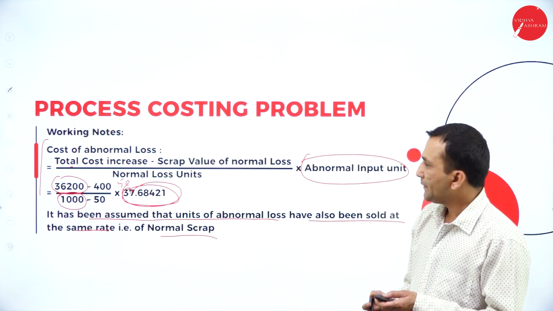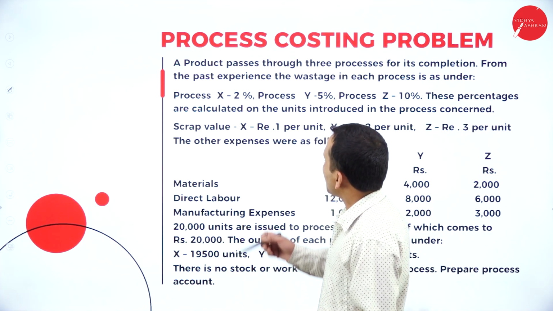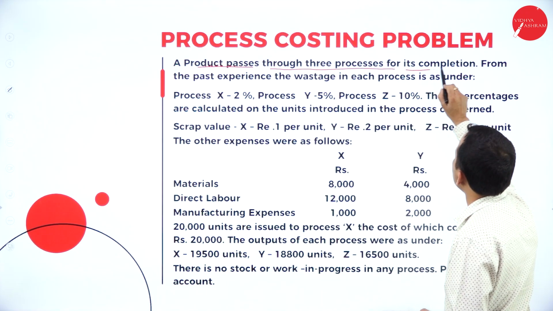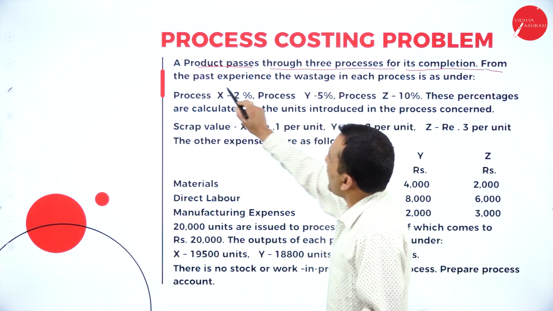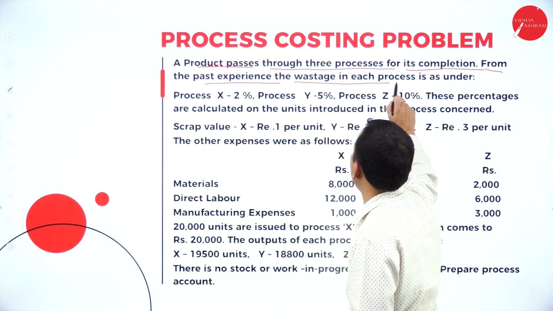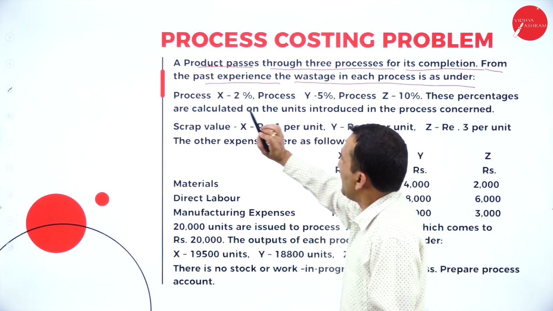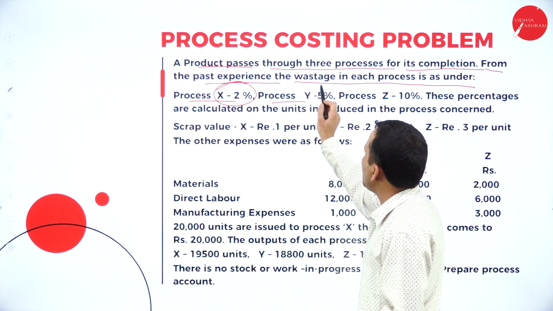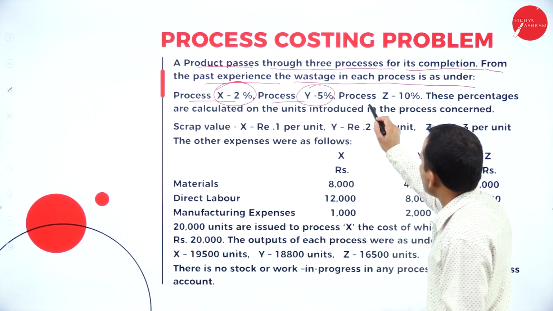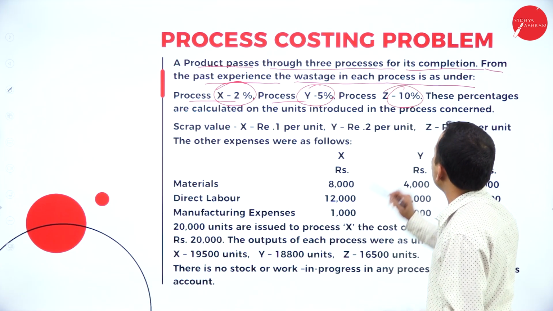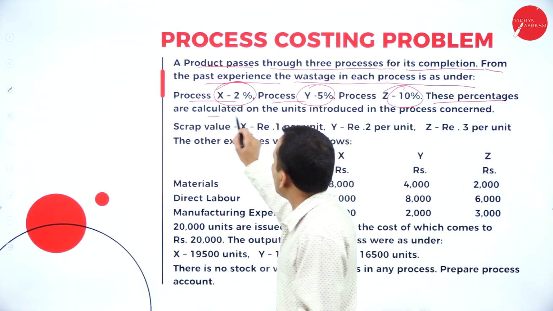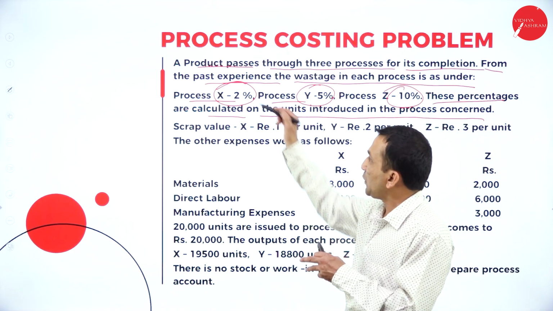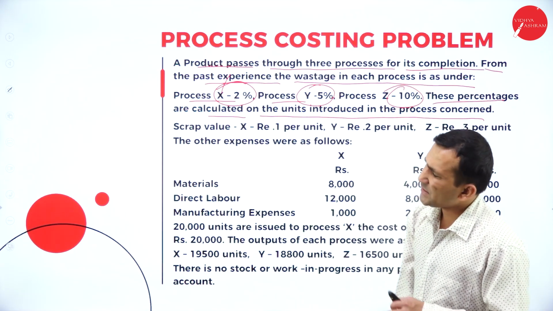So next question: a product passes through three processes of completion. From past experience, the wastage in each process is as follows. Process X has 2% normal loss, process Y has 5% normal loss, and process Z has 10% normal loss. These percentages are calculated on the units introduced in each process. The first process will start from process X.